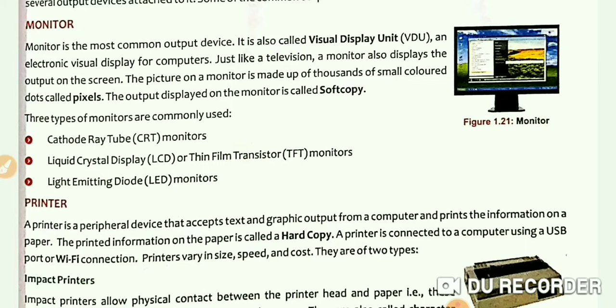Just like a television, a monitor also displays the output on the screen. The picture on a monitor is made up of thousands of small colored dots called pixels. Pixel, the expansion of pixel is picture elements. The output displayed on the monitor is called soft copy.